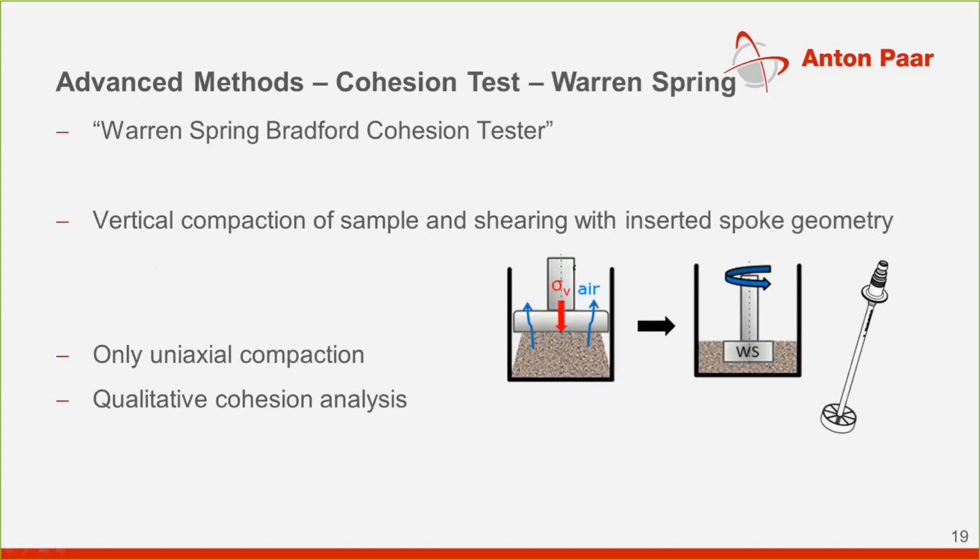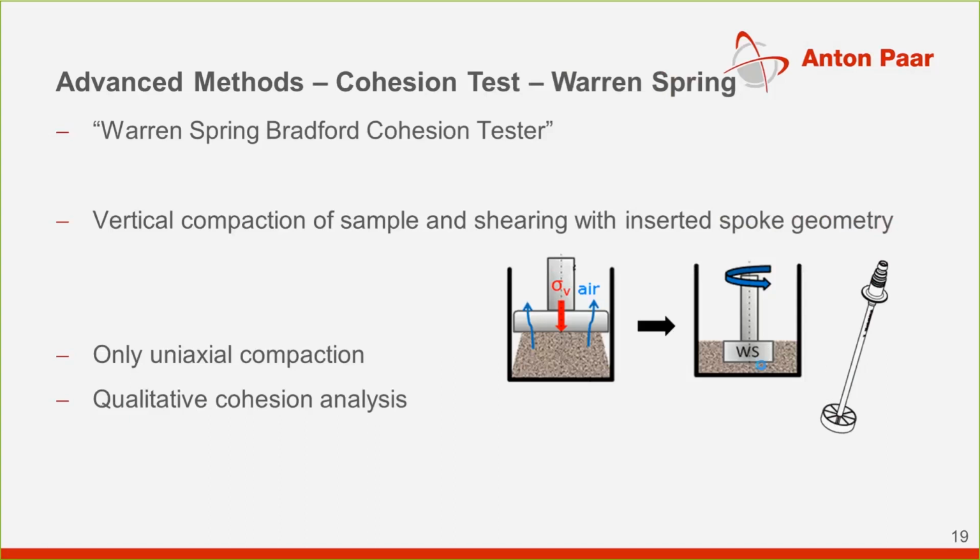What happens here is that the sample is first compacted vertically and then sheared with a spoke geometry, which looks like the geometry we can see here on the right. These spokes are inserted completely into the sample and then shear the sample. This, of course, again has the problem of being only a uniaxial compaction, but at the same time, it does allow qualitative analysis of the cohesion of the sample.